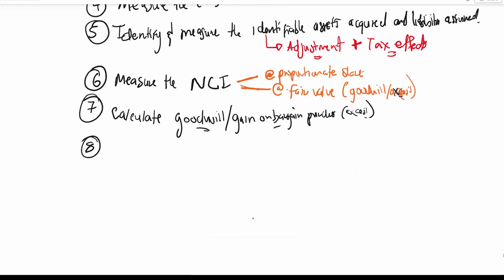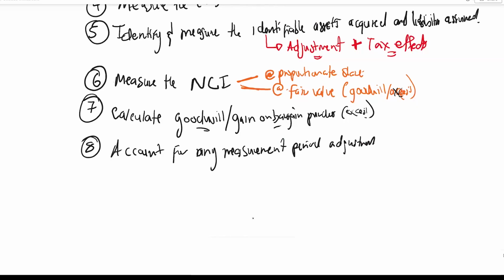Then the last thing after that, account for any measurement period adjustments. All right, guys, all of these that we have touched on are coming from IFRS 3. Remember in the beginning, I did talk about different standards that are affected in terms of groups. So far, we have touched on IFRS 3 Business Combinations, and we are going to develop this. In the next class, I want to look at consolidation. Please stay tuned. Don't be far.